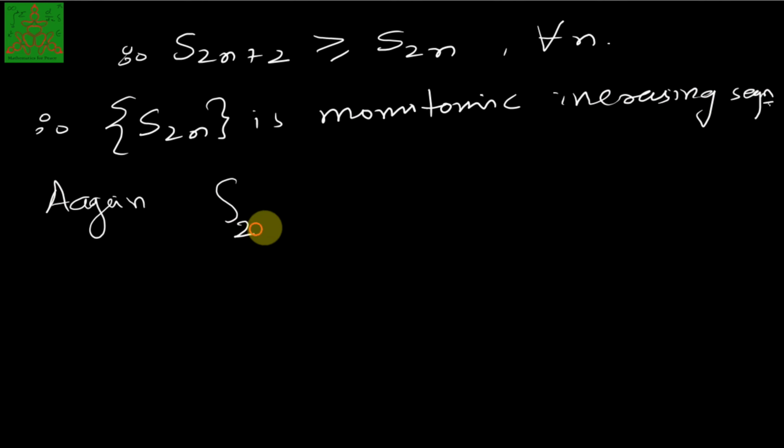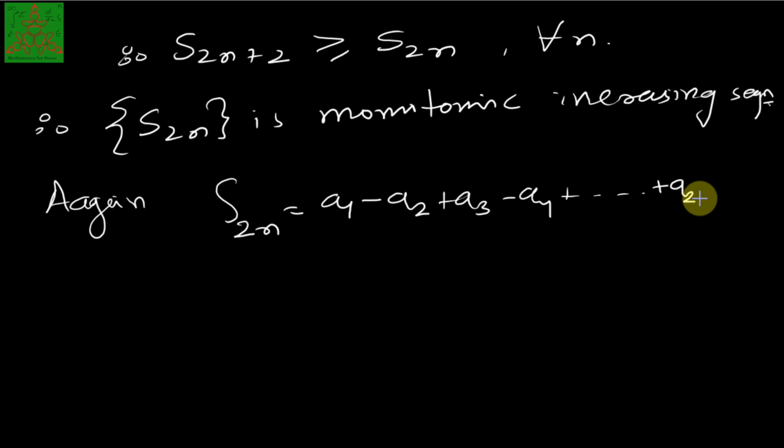Again, just observe what S 2n is. As per the argument, S 2n is a1 minus a2 plus a3 minus a4 and so on, plus a 2n minus 1 minus a 2n. Now let us observe this term.